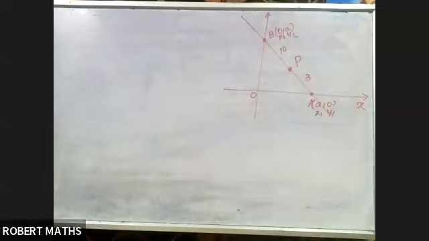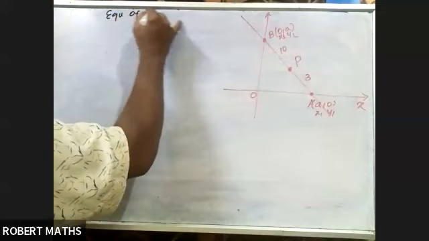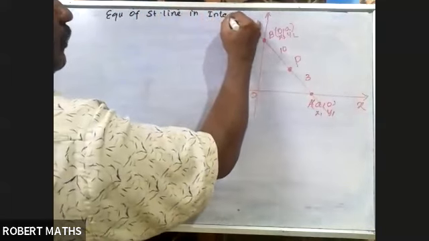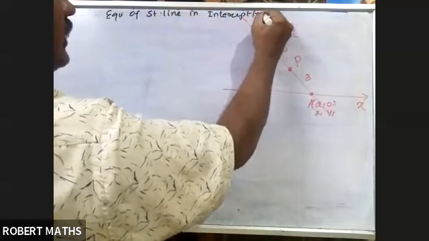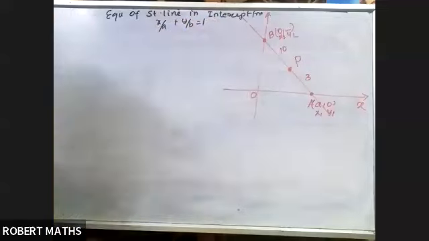Before we solve the problem, let us find out the equation of a straight line in intercept form. What is the equation of a straight line in intercept form? x by a plus y by b equals 1.